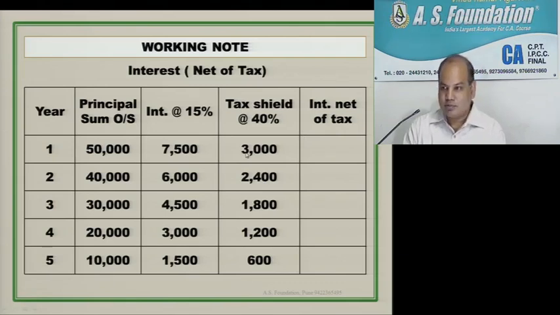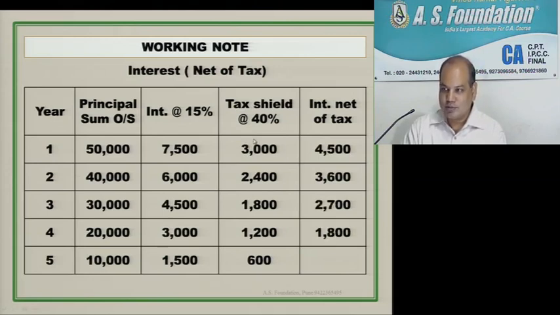First number 4,500. Second number 3,600. Third year 2,700. Fourth year 1,800. Last year is it 900?